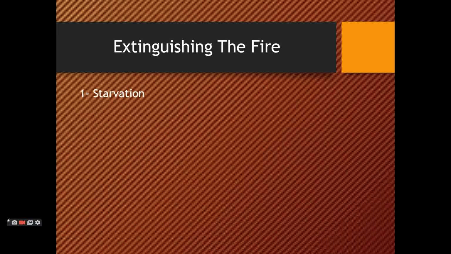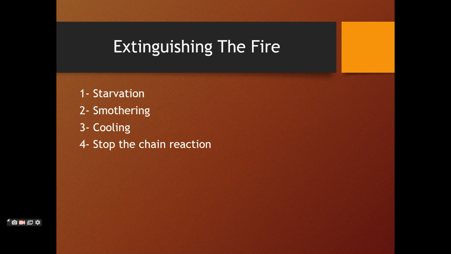So how many types of extinguishing the fire are there? There are starvation, smothering, cooling, and stop the chain reaction. So there are these four methods. Through these methods you can extinguish the fire. Starvation, smothering, cooling and stop the chain reaction.